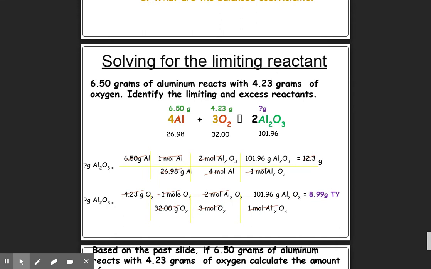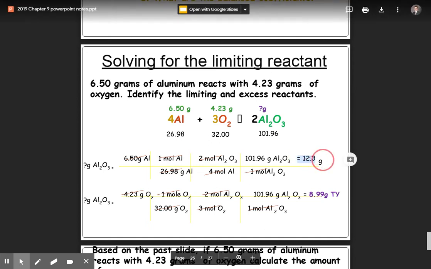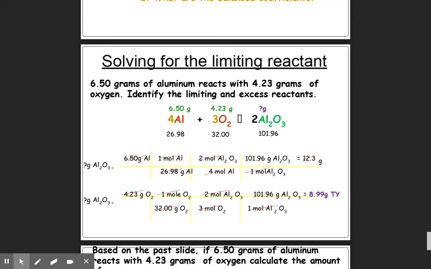So now I have 2 different amounts of product. I need to decide which one to look at. If based on aluminum, I can make this much. If based on oxygen, I can make this much. How much can I actually make? So the answer is 8.99. I can only make 8.99 grams. So 8.99 grams is my theoretical yield.